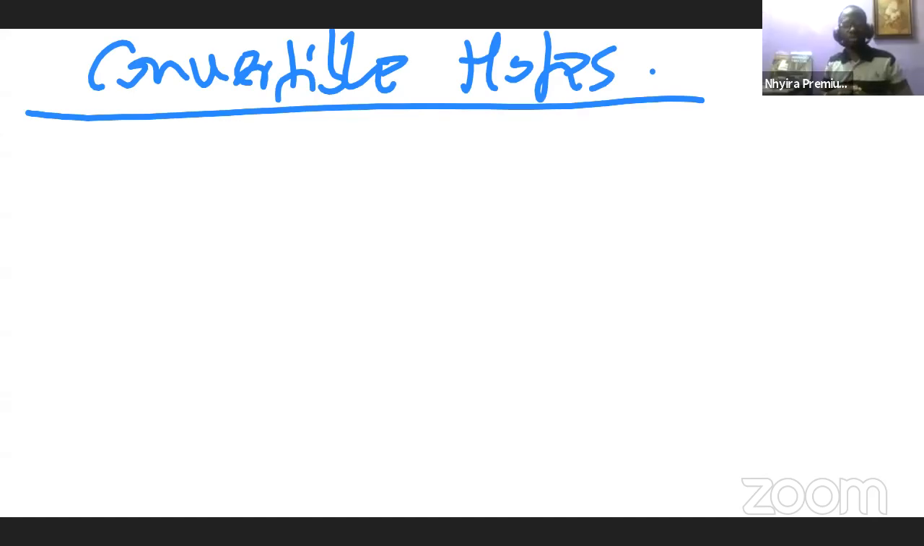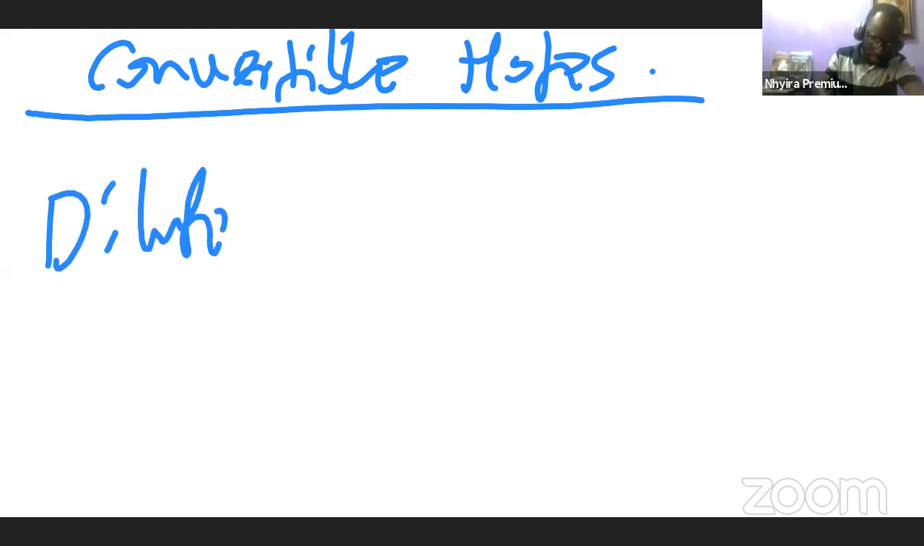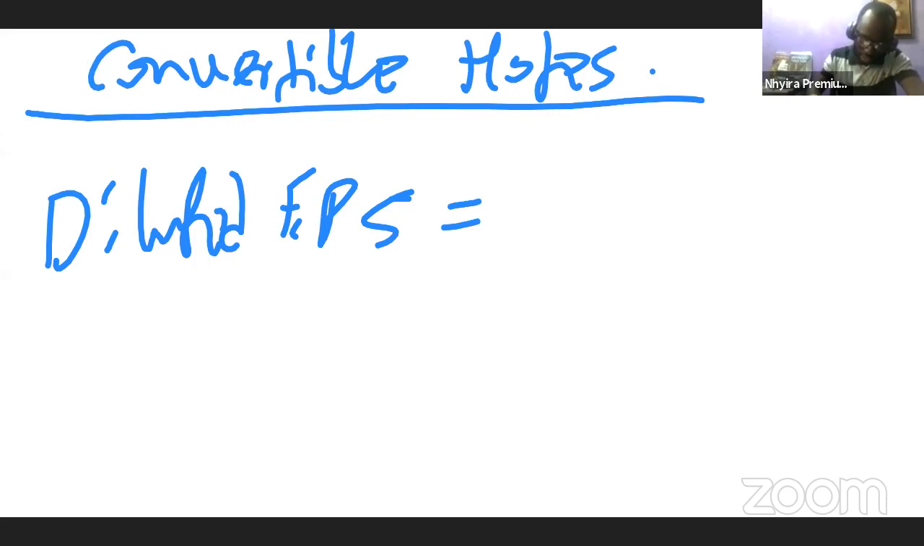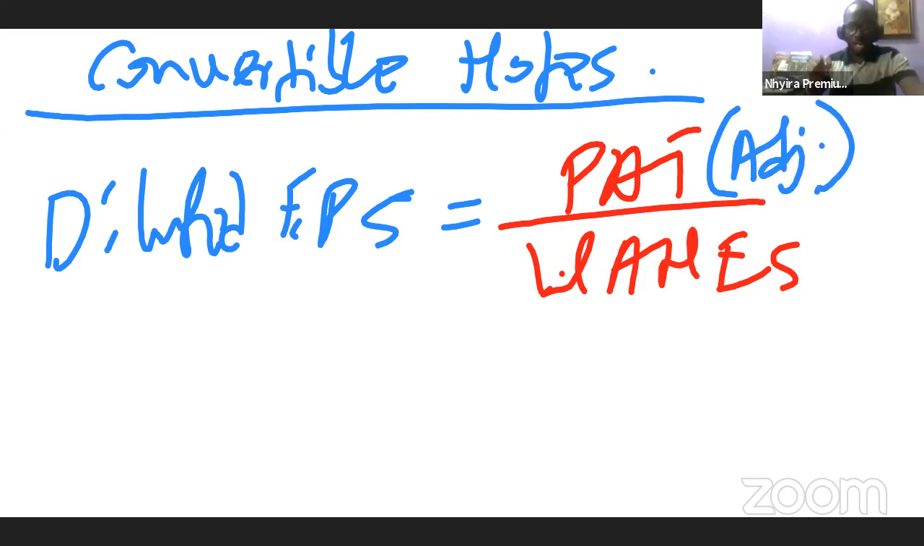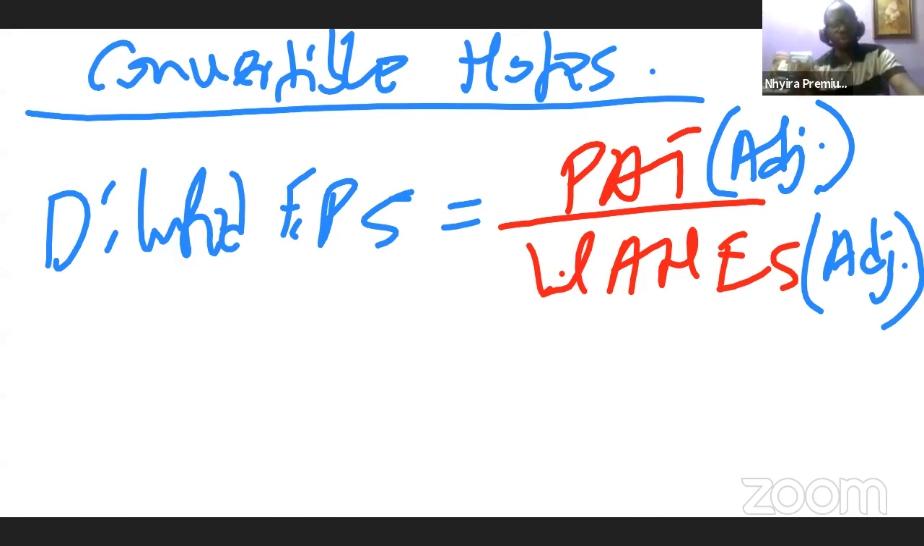So when it comes to convertible loan notes, yes, we need to calculate the diluted earnings per share. That is the same thing, your adjusted profit divided by the weighted average number of equity shares. But this is what you have to understand: our profit after tax will need some adjustments, whilst our weighted average number of equity shares will also need an adjustment. Now, when we say it needs an adjustment, what do we mean?